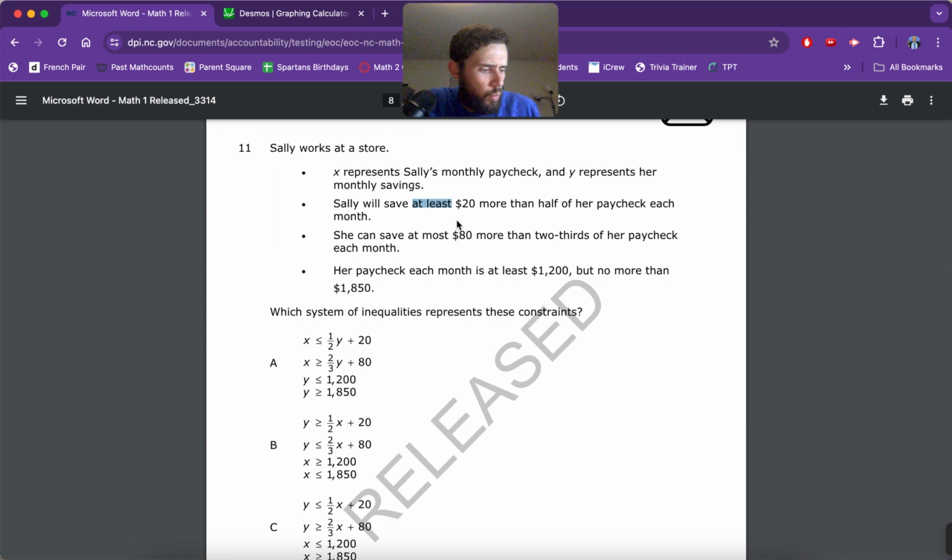All right, so Y is greater than or equal to half, or 20 more than half the paycheck. So 20 more means 20 plus, or the paycheck plus, half her paycheck. The paycheck again is X, so that should be X over 2 or 1/2 X. All right, so we have this: Y is greater than or equal to 20 plus X over 2, or again, it could be 1/2 X.